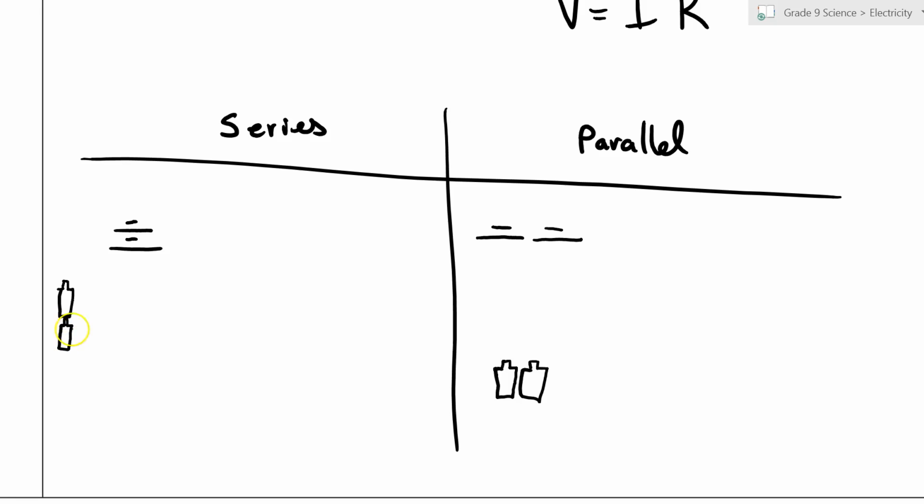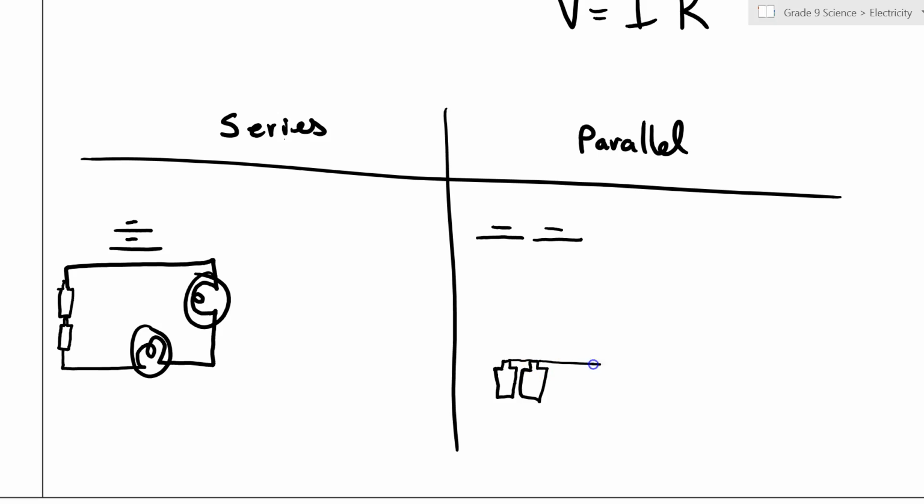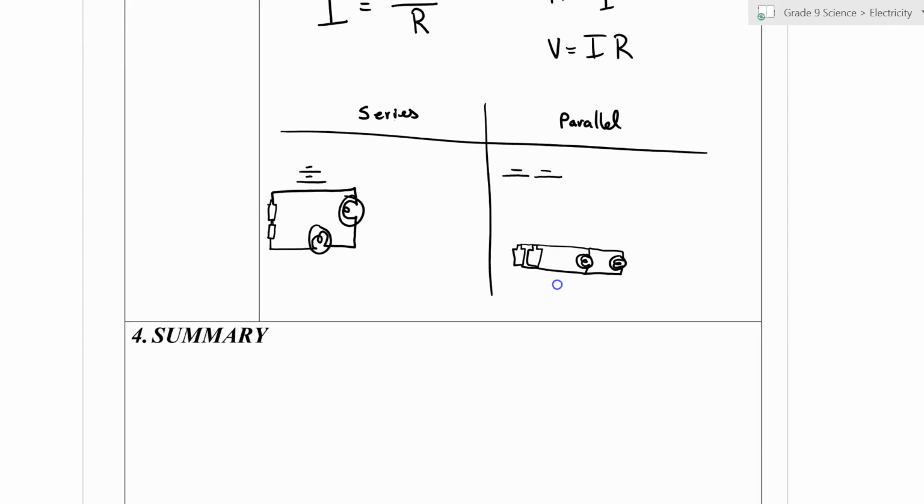If we wanted to, I'm just going to extend with this one. If we wanted to draw light bulbs in series, I would have them going along the same wire. So these two light bulbs are in series because they're going along in the same loop. Whereas if I were to draw light bulbs in parallel, each light bulb, each thing that's doing work, would have its own little pathway. So this is going to come up in a few of your labs, so I just wanted to make sure that you had a good understanding of it.